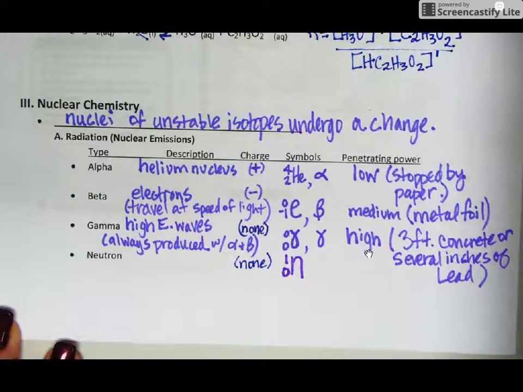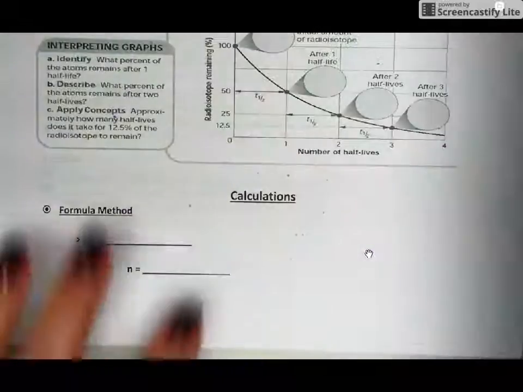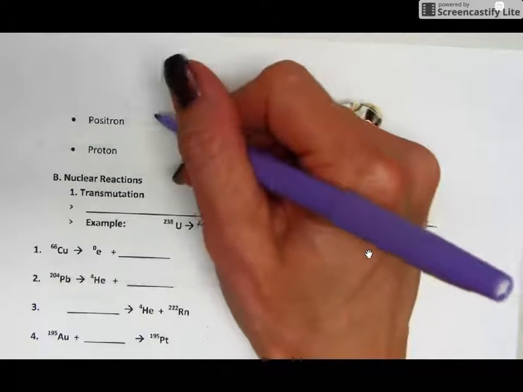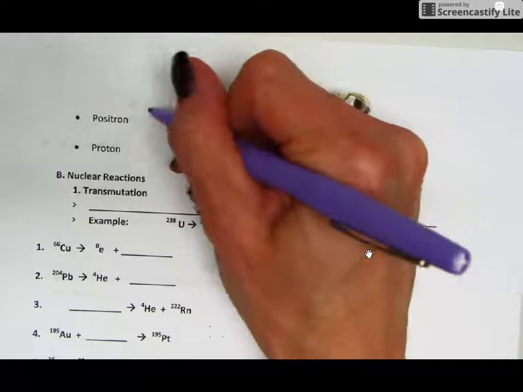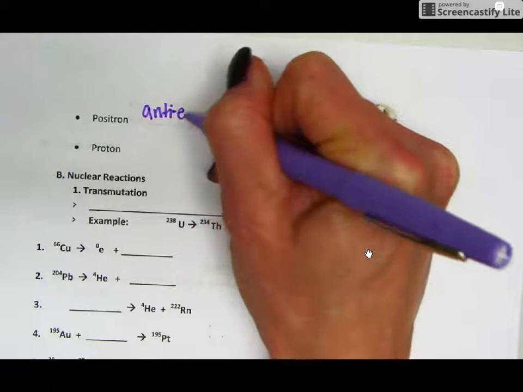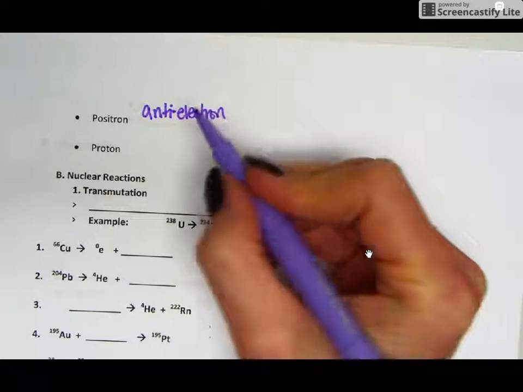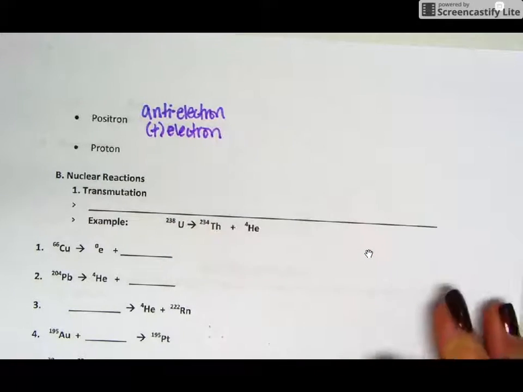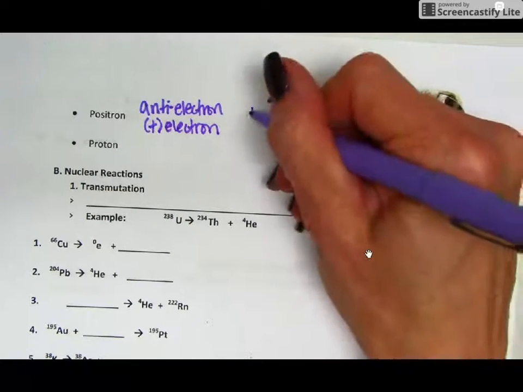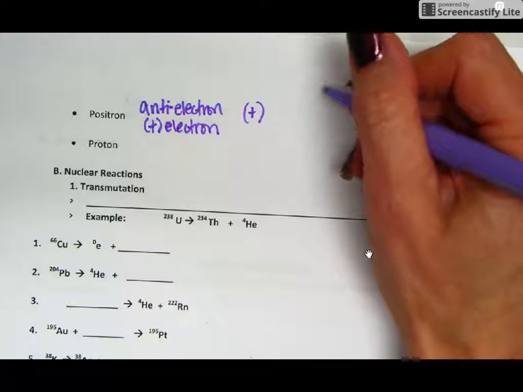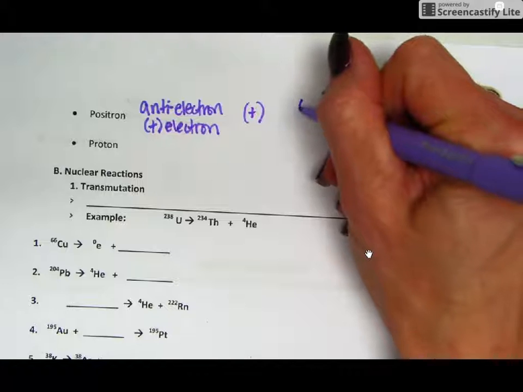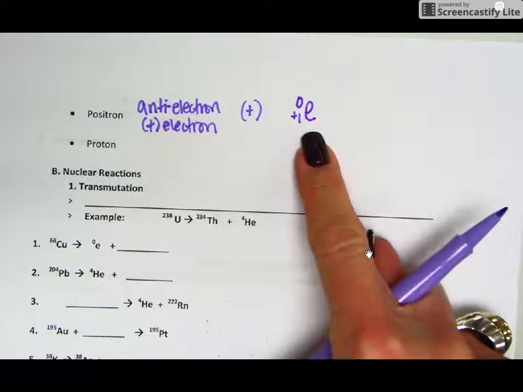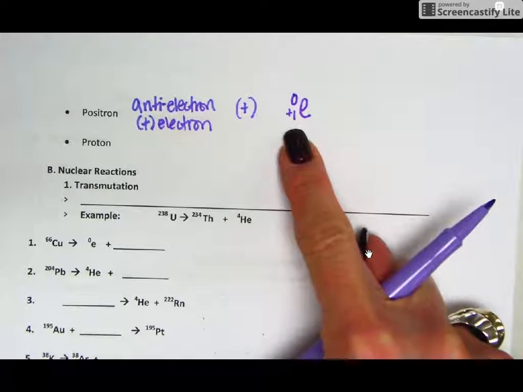There's 2 more symbols that you need to be familiar with: positron and proton. So let's finish this part off. A positron is also known as the anti-electron. So basically, it's the positive equivalent to an electron. So its charge is positive. And the symbol that we use in the nuclear equations when balancing them is 0, positive 1, e. So it's kind of like a beta particle, since the beta particle is an electron, but it's positively charged.